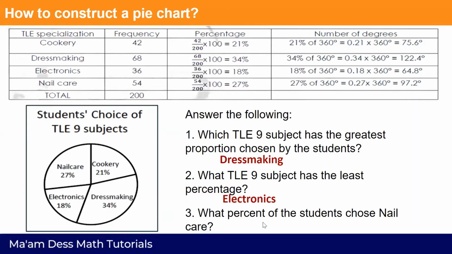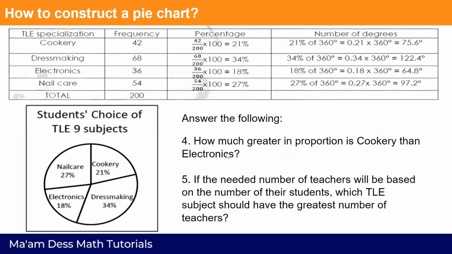And number 3, what percent of the students choose nail care? The question is, what percent? So your answer must be in the number with percent. So we'll have 27%. Number 4, how much greater in proportion is cookery than electronics? Our answer is 3. How did we get 3? Cookery is 21, electronics is 18, so just subtract it. So the answer is 3.